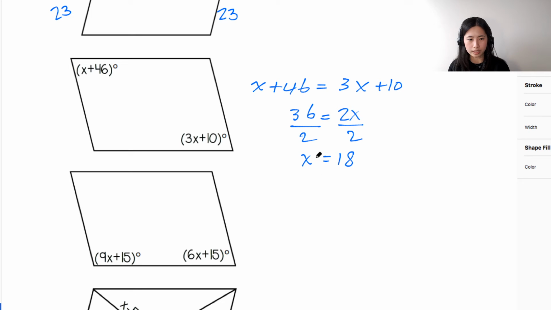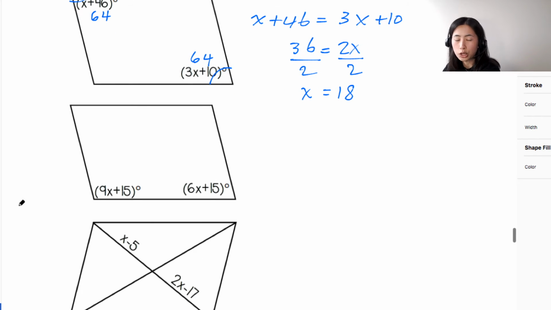Now that we know x is 18, 18 times 3 plus 10 is equal to 64. If this is 64, then this must be 64 as well. So 18 plus 46 is equal to 64, because this is congruent to this angle. And if you wanted to find what the angle is for this, out of your curiosity, all you have to do is take 180 minus 64. So 180 minus 64 is this angle, and this angle, because they're opposite.